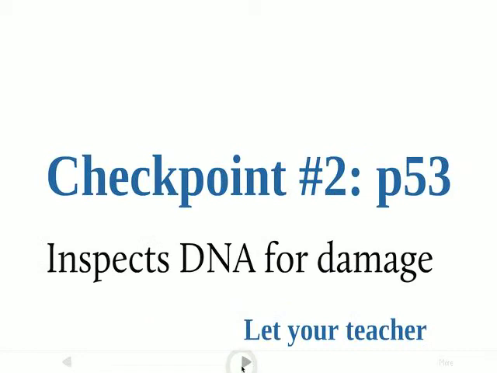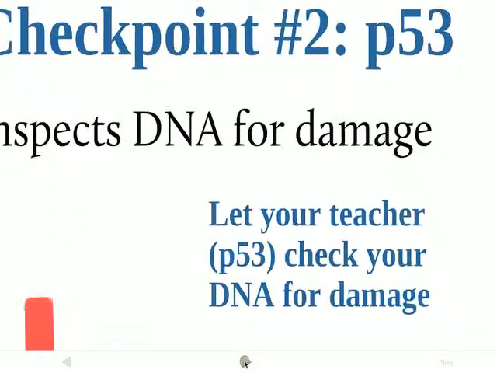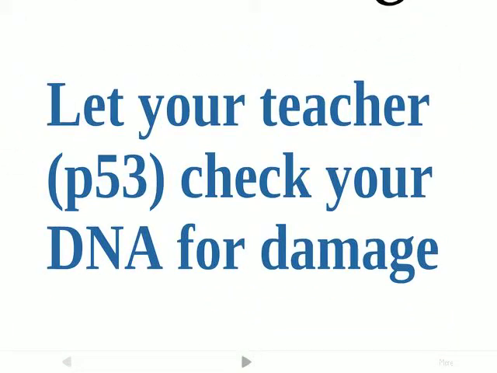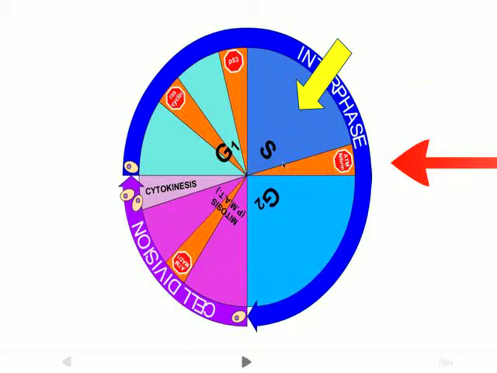In this checkpoint, it's called P53. This is where the cell is going to make sure that the DNA of the cell is not damaged. And so I came around and checked to make sure that none of the DNA was bent or torn, and then we were ready to move on to the next part of the cell cycle, which is the S phase.